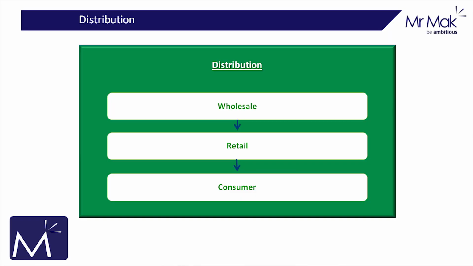The third key part of the agriculture and food value chain relates to distribution. So in this area, companies organize themselves to distribute the agricultural produce that is now being packaged, and they distribute it through wholesalers and retailers until it reaches the final consumer.